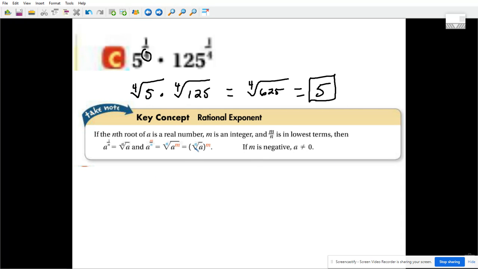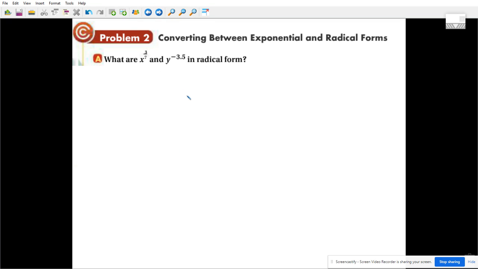Okay, so again, the key concept is written here. I just want to make sure that I stress that. We're doing a lot of rewriting. Okay, so 2 examples here. What are x to the 3 over 7 and y to the negative 3.5 in radical form?